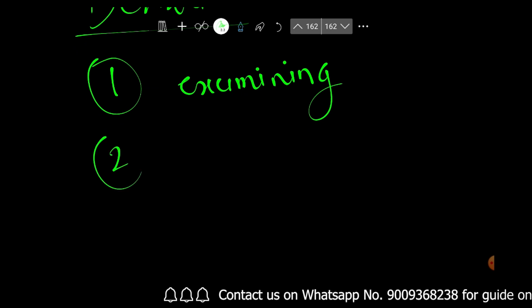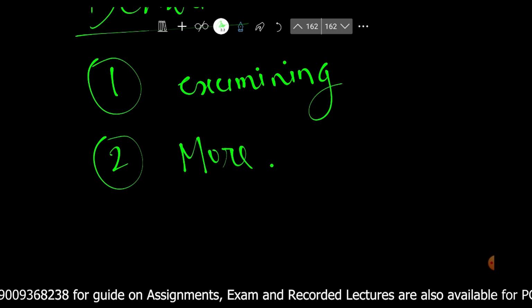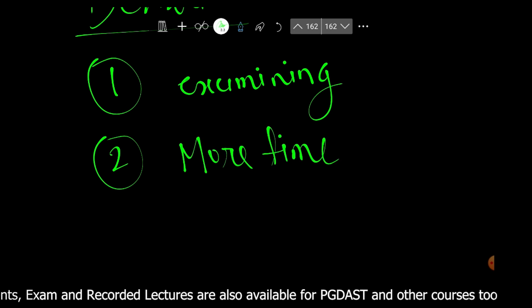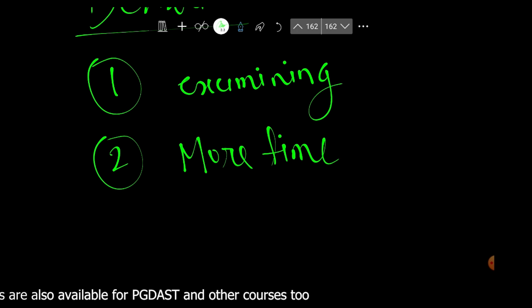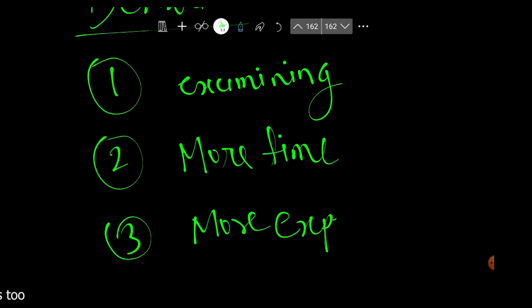The second point is more time and energy. That means we take more time for collecting the data, and human resources also. The third point is that it is more expensive. This means that it is very costly for collecting all the information. If the investigators go door to door and collect the information, it is time consuming also, and if we pay salaries to these persons, it will be very expensive for us.